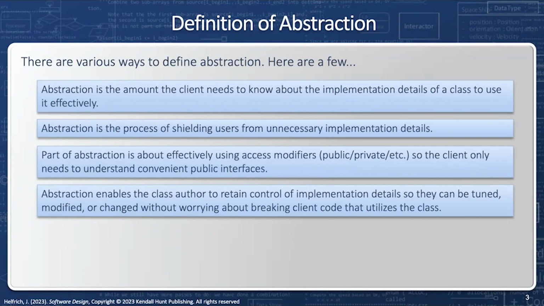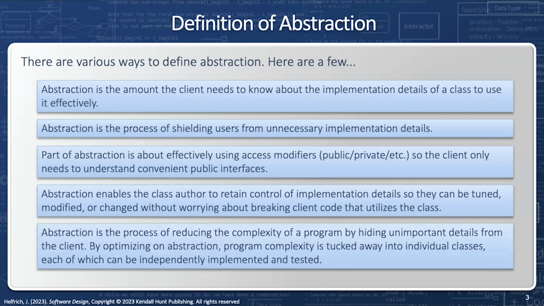Abstraction enables the class author to retain control of implementation details, so they could be tuned, modified, or changed without worrying about breaking client code that utilizes the class. When we have an application that is designed without abstraction in mind, everything is highly interconnected. So changing one thing is likely to impact another part of the program. When we use abstraction correctly, it's impossible for the client of a class to know anything about the implementation details of the class, and this gives the class author complete freedom to make changes to the class.